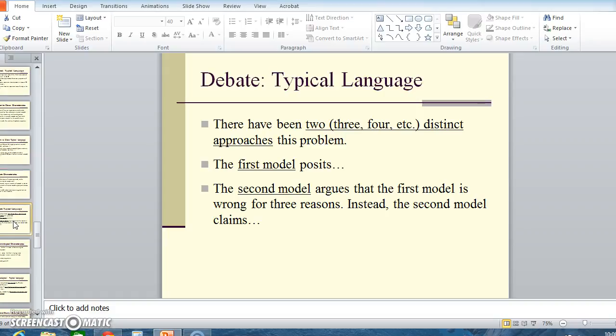Typical language use: there have been 2, 3, or 4, etc. distinct approaches or problems with this research. The first model, or the first topic, posits that the ethical considerations of cloning are so severe that it should never even be considered. Or the second model argues, however, that cloning human organs is necessary and the next step in medical evolution, whatever, as an example.